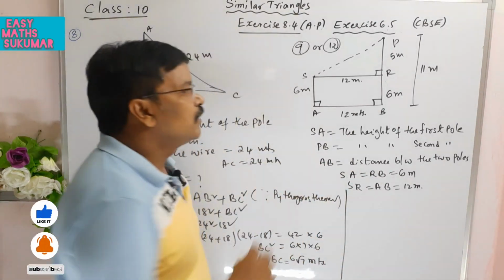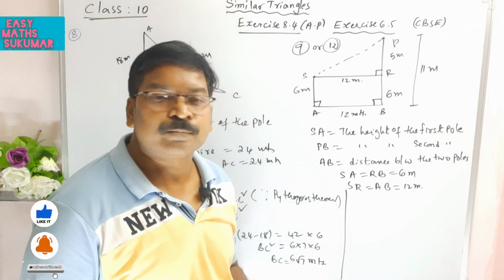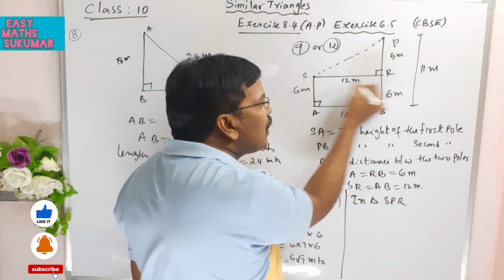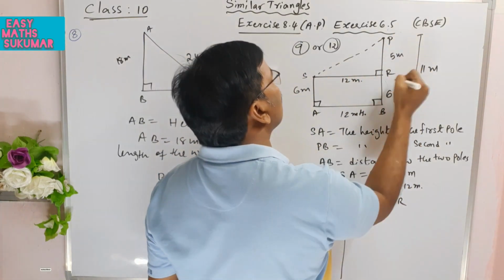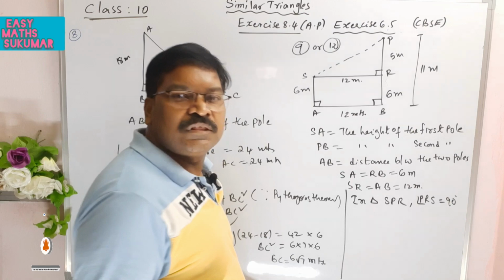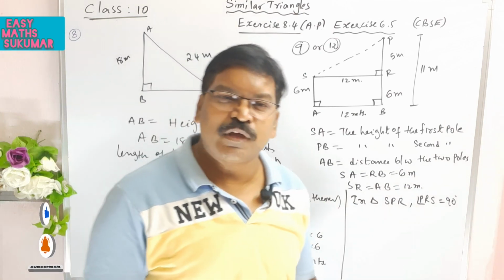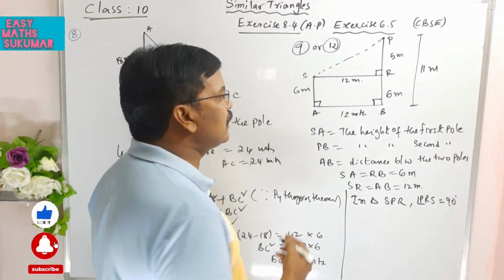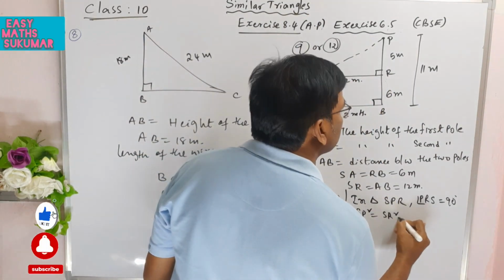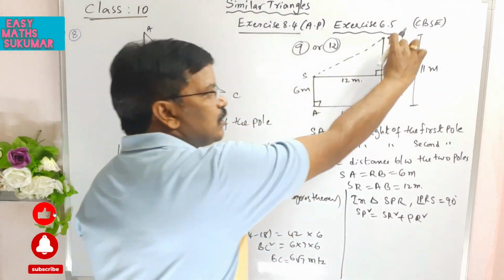Now, my dear students, what is the triangle SPR? That SPR is a right angle triangle. So, in triangle SPR, this angle PRS is equal to 90 degrees. Therefore, we can apply Pythagoras theorem. Okay, what is Pythagoras theorem? In a right angle triangle, the square of the hypotenuse is equal to the sum of the squares of the other two sides. That means SP square is equal to SR square plus PR square. SP square is the hypotenuse, equal to SR square plus PR square.